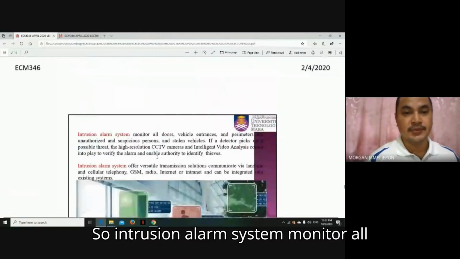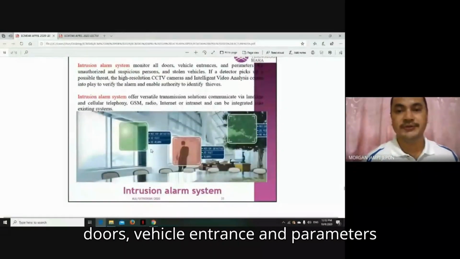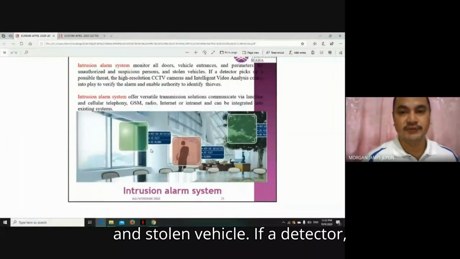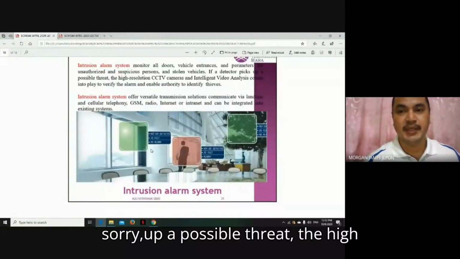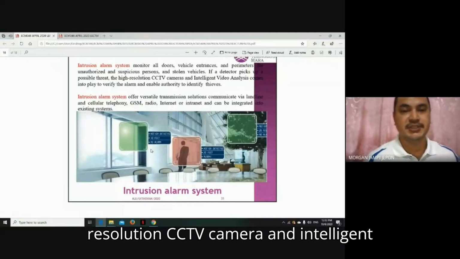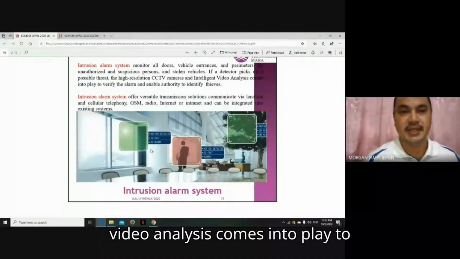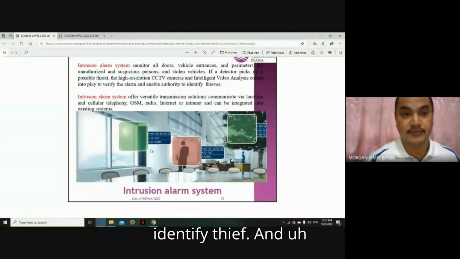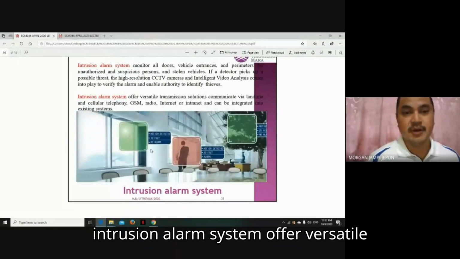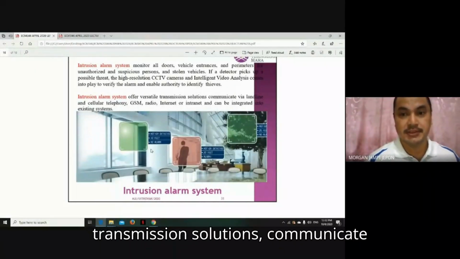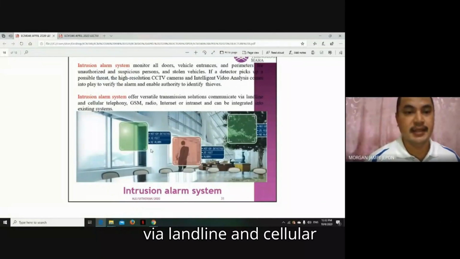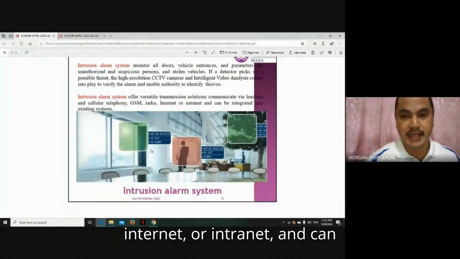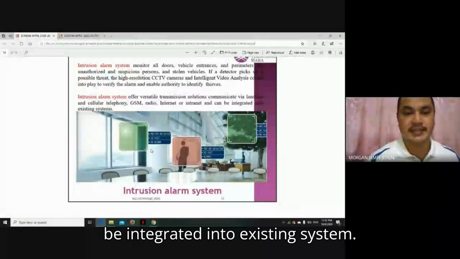Okay. So intrusion alarm system monitors all doors, vehicle entrance and perimeters for unauthorized and suspicious person and stolen vehicle. If a detector picks up a possible threat, the high resolution CCTV camera and intelligent video analysis comes into play to verify the alarm and enable authority to identify thief. And intrusion alarm system offers versatile transmission solutions, communicating via landline and cellular telephony, GSM, radio, internet, or intranet, and can be integrated into existing system.